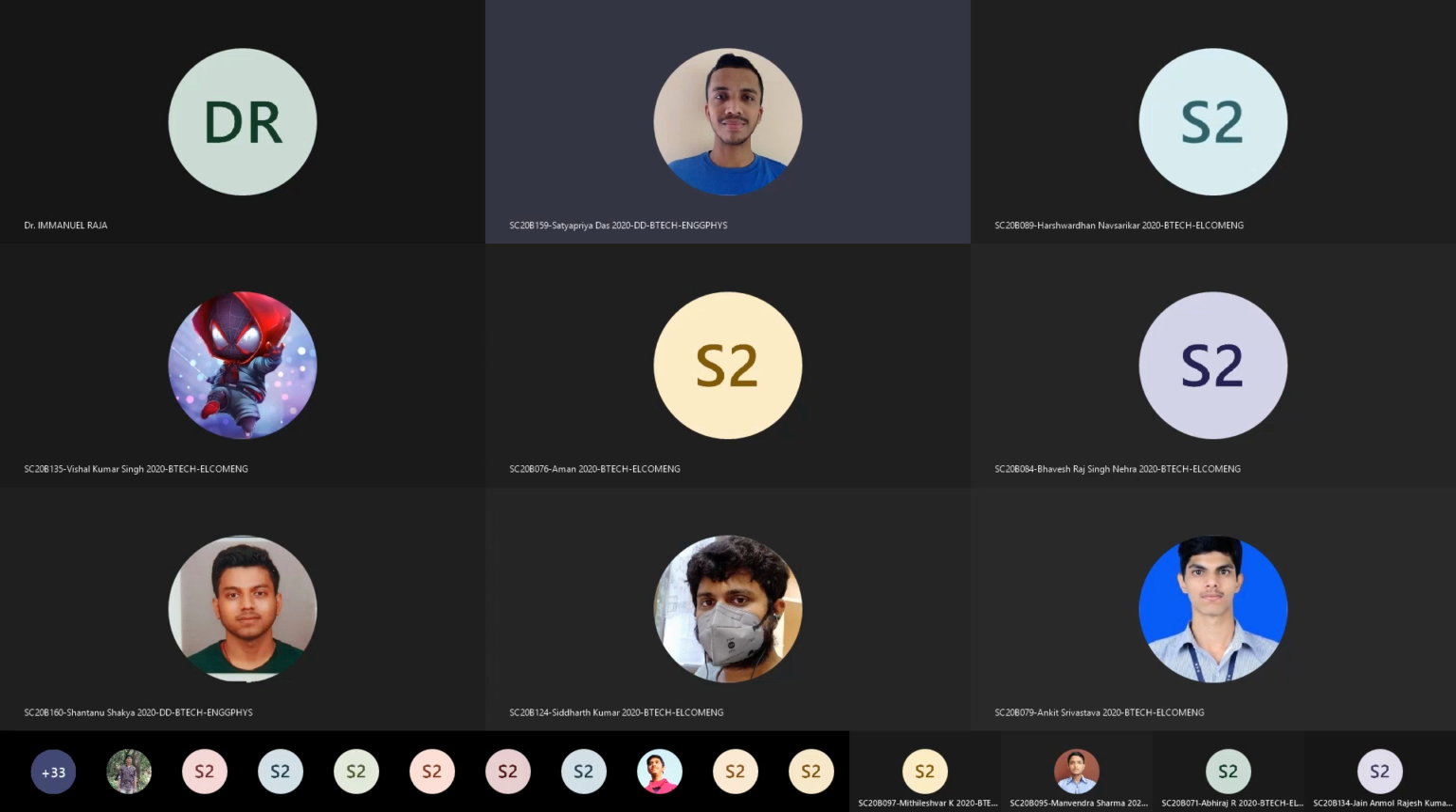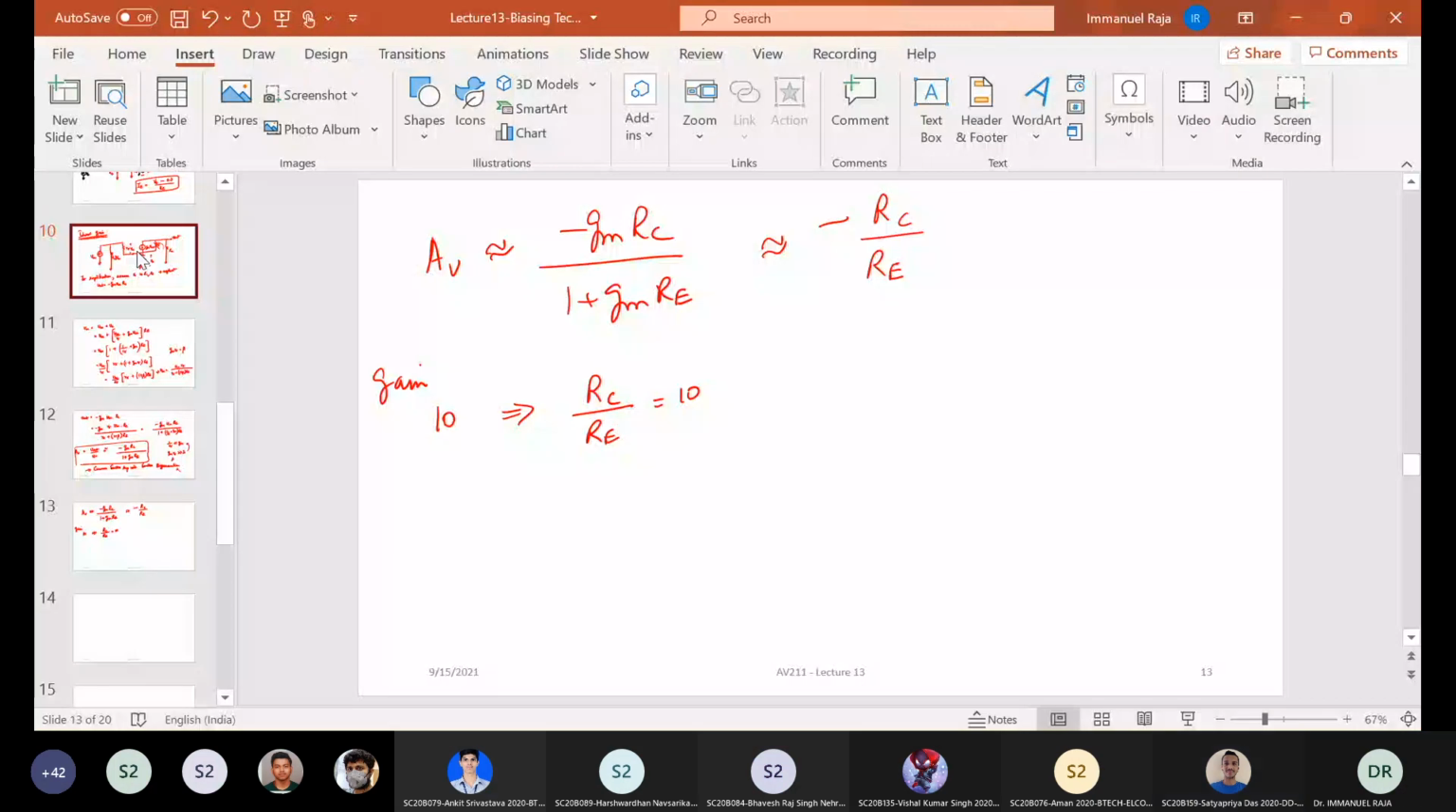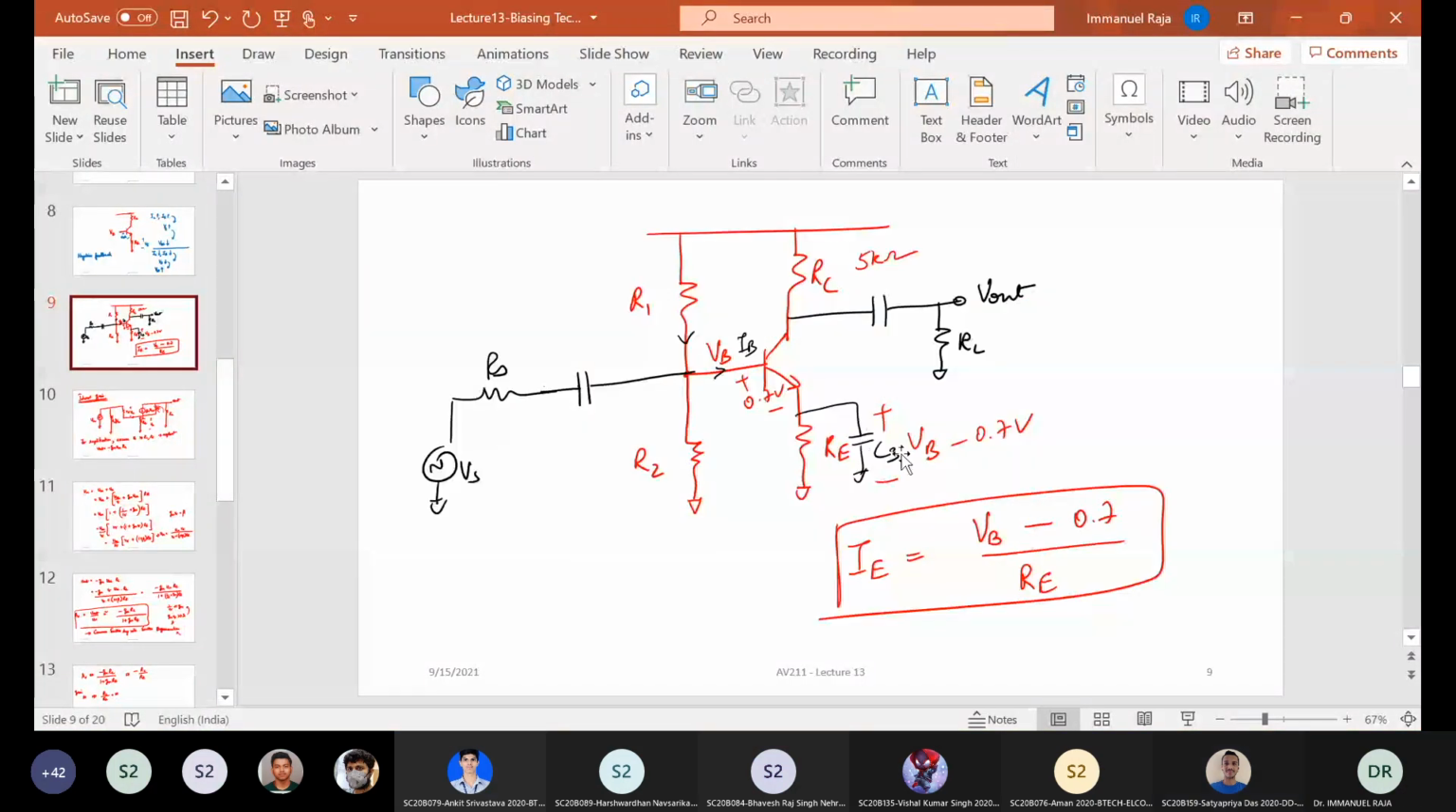Sir, can you explain the last part in which you said why we are adding C3? Okay. So what happens is, if you add C3, it is going to be an open for DC signals, and it's going to be a short for AC signals. You design the value of C3 in such a way. Now, for DC, this RE is in the picture, and this RE makes sure that your biasing is quite stable. Your DC bias is stable across temperature as well as beta variation.